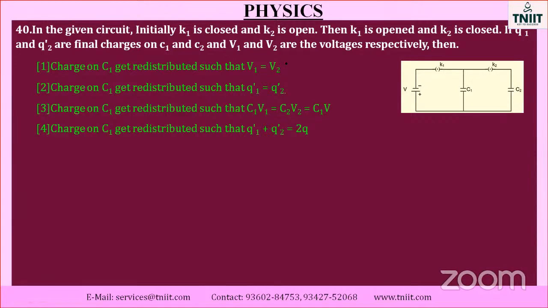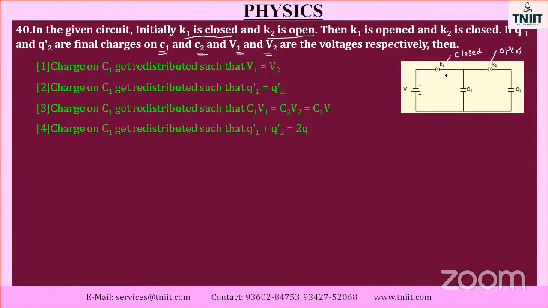Look at the next circuit. In the given circuit, initially K1 is closed and K2 is open. So K2 is open, K1 is closed. Q1 and Q2 are the charges on C1 and C2, and V1 and V2 are the voltages respectively.